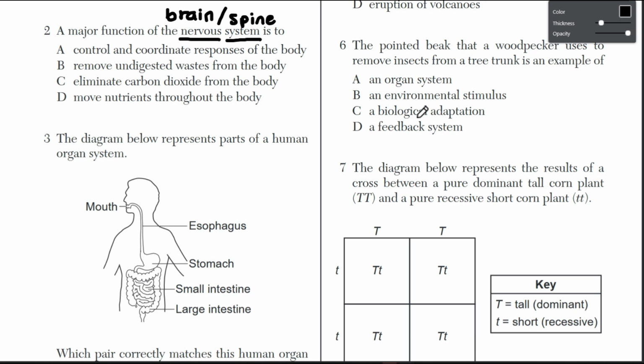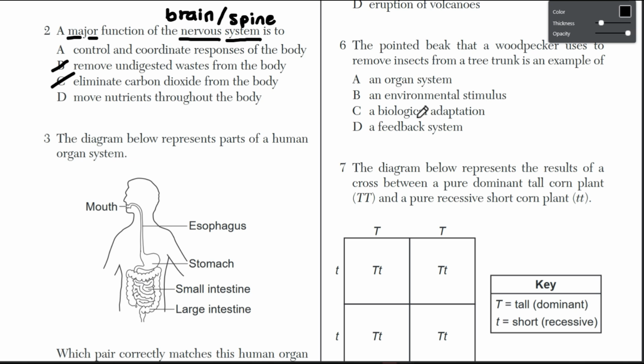So, B, remove undigested waste from the body. Our brain does not do that. That would actually be in our intestines. C, eliminate carbon dioxide from the body. Well, while the brain does control our breathing, and it does help us eliminate that, it is not the main source of it, and it's definitely not the major function. So that would most likely be our lungs.